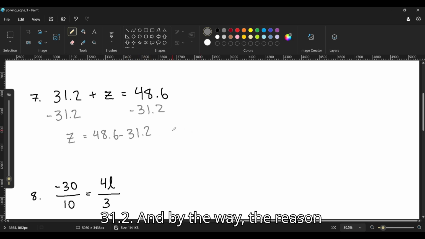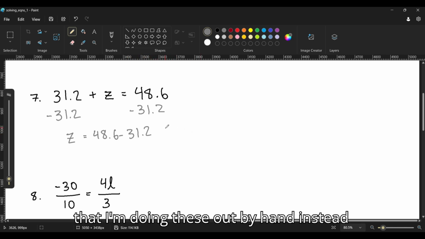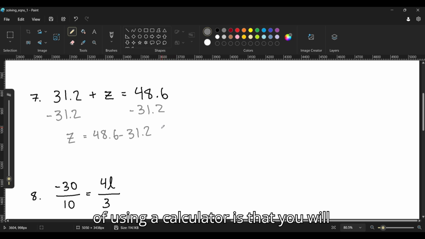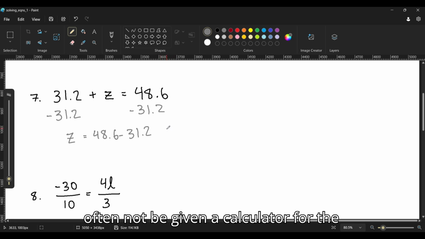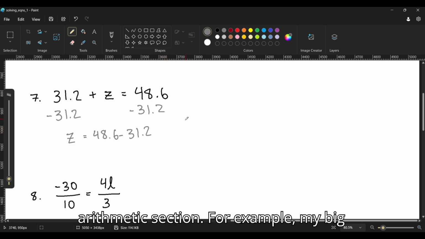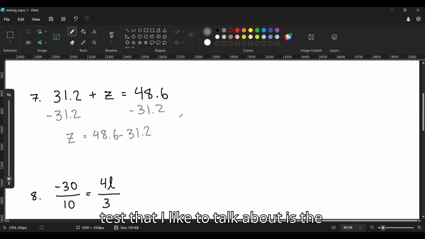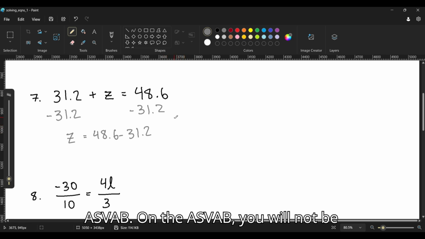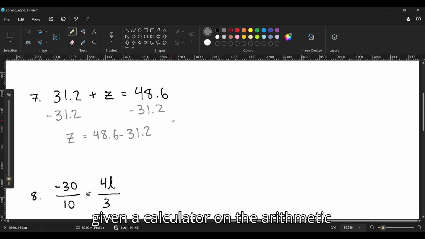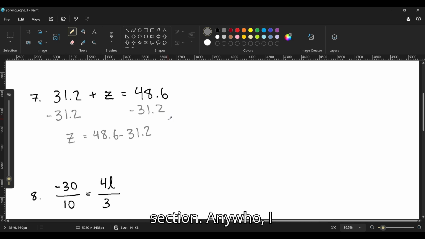And by the way, the reason that I'm doing these out by hand instead of using a calculator is that you will often not be given a calculator for the arithmetic section. For example, my big test that I like to talk about is the ASVAB. On the ASVAB, you will not be given a calculator on the arithmetic section. Anywho, I digress.